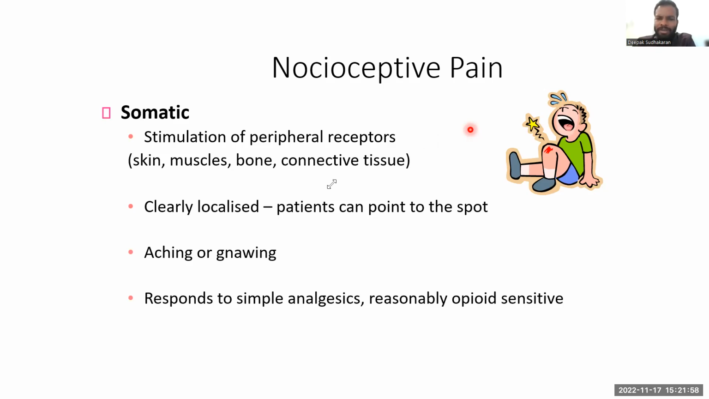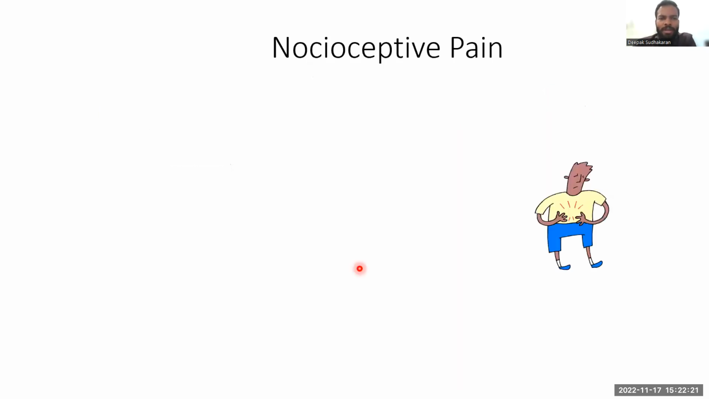Okay. They may describe it in different ways as an aching or a gnawing pain. And most of the time they respond to simple analgesics. Just give an acetaminophen or a paracetamol. They respond to simple analgesics. And if it doesn't subside with analgesics, you can try opioids. Some of them are sensitive to opioids as well.